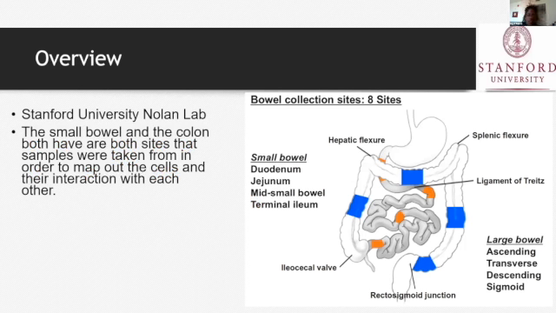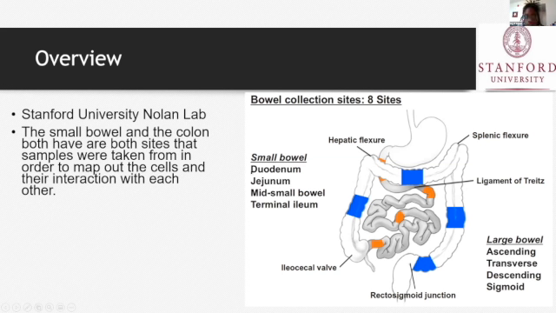So as a brief overview, I had the opportunity and the pleasure of working with the Nolan Lab at Stanford University. And we were tasked with mapping the complexity of the small bowel and the colon. And between the two organs, we had 8 collection sites in total. And you can see them here. I'm just gonna briefly discuss some of them.